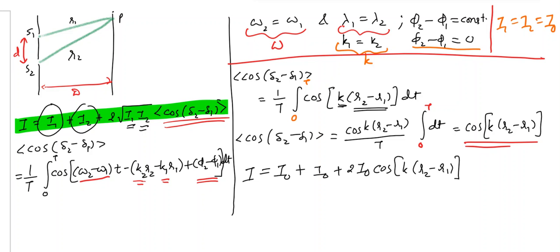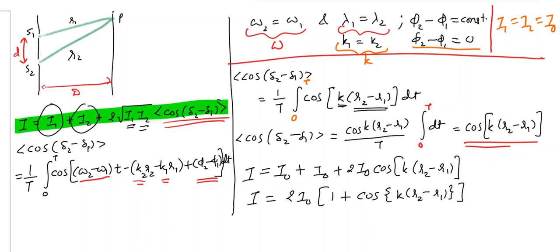Simplify this. What will you have? I equals 2 I0, 1 plus, sorry, I forgot the cos term, 2 I0 times (1 plus cos of k (R2 minus R1)).